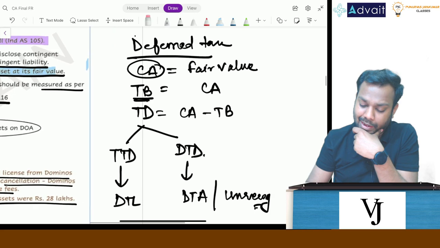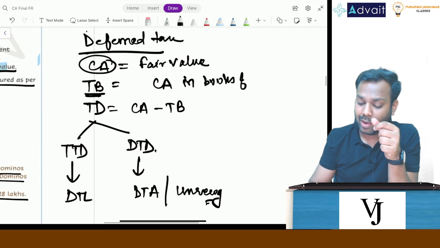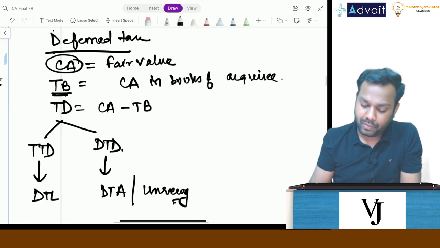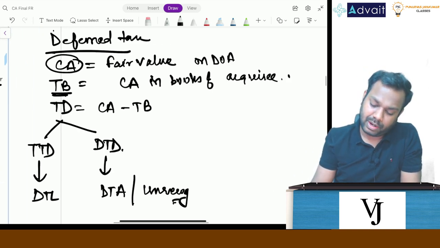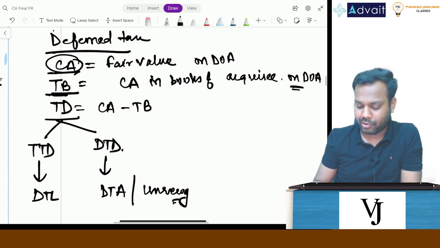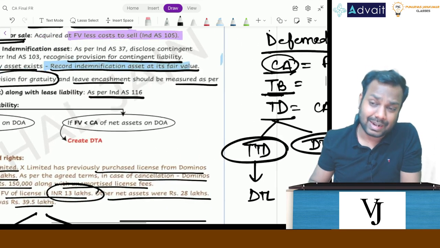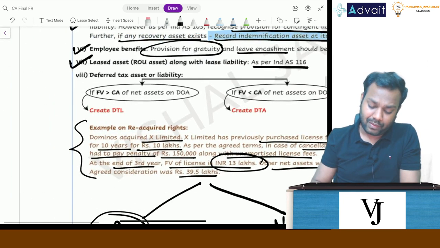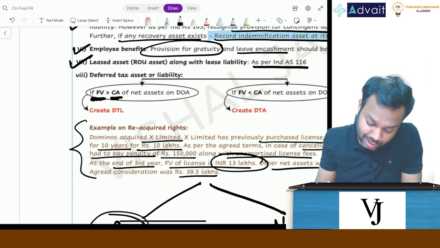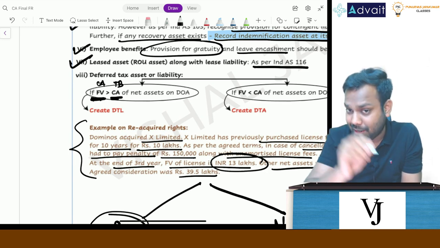Not this one. Carrying amount in the books of acquiree. Okay, it will become fair value on date of acquisition. So this will become the carrying amount, this will become the tax base. Now you have to calculate temporary difference. It can be taxable temporary difference, it can be deductible temporary difference. Accordingly, you have to recognize the deferred tax asset and the deferred tax liability, right? Now, when I write fair value, I mean to say carrying amount. When I say carrying amount, I mean to say tax base. I hope you are understanding this point, okay.